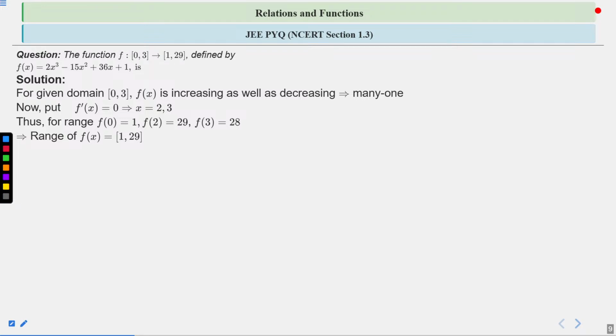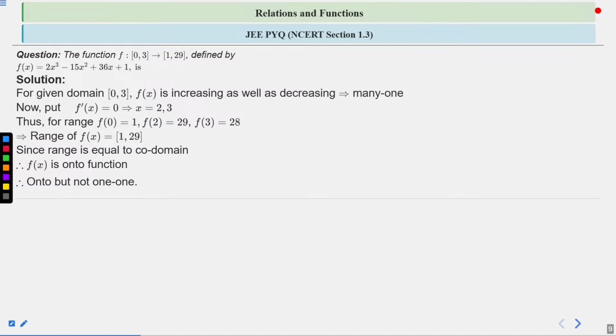So the minimum value we are getting is 1, and the maximum value is 29. So the range of the function is [1, 29]. The defined codomain is also [1, 29]. Since the range is equal to the codomain, we can say f(x) is an onto function. So f(x) is not one-one, but f(x) is onto.